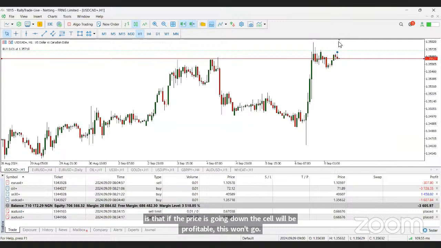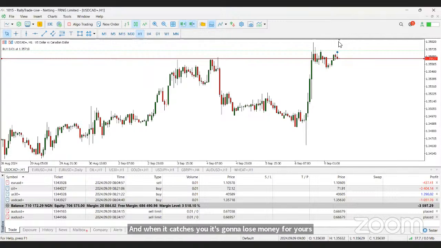It's not always good. If you're not smart, this thing can catch you. And when it catches you, you're going to lose money. But on a short scale, it can be very fine. The problem is that you won't know when the price will turn.